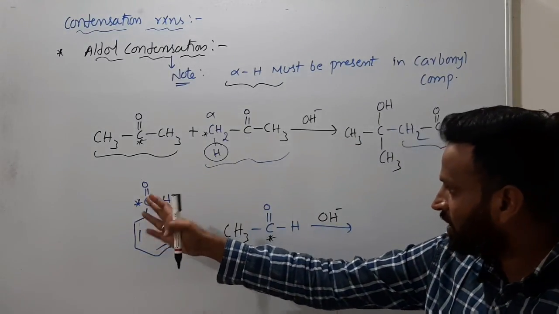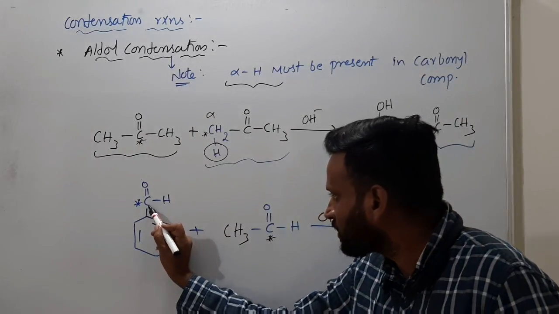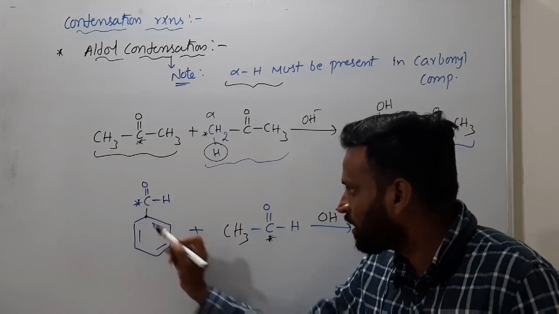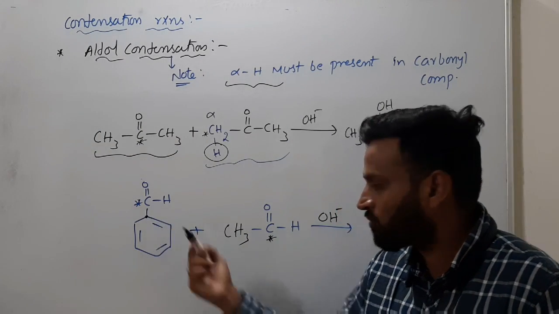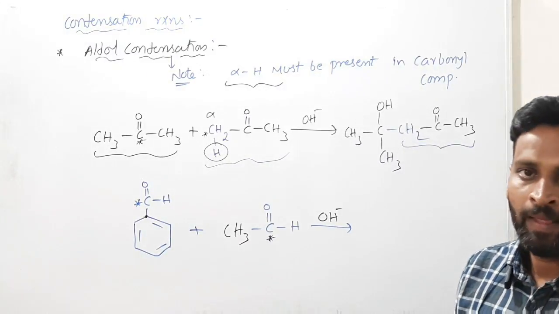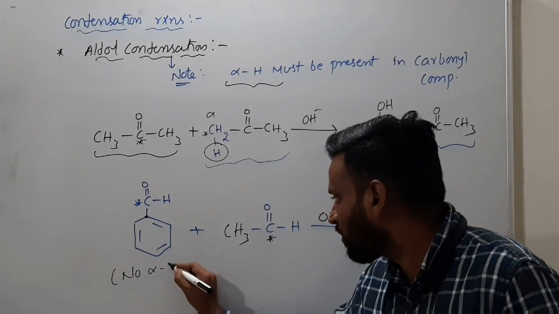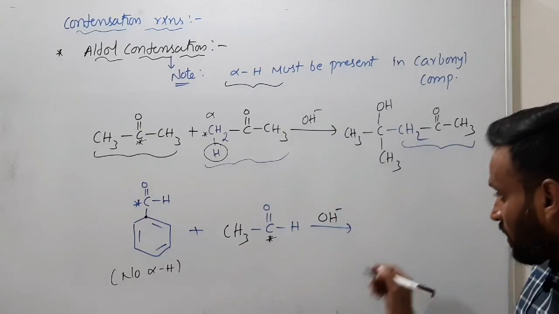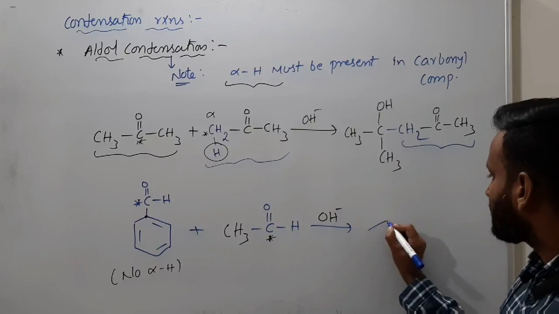Because from here you cannot remove alpha hydrogen. Where is the alpha carbon? This is the alpha carbon actually. This is carbonyl and this is the alpha carbon. But there is no hydrogen because 1, 2, 3, 4 groups are there already. Understood? Here there is no alpha hydrogen actually. Now what happens? So this happens.